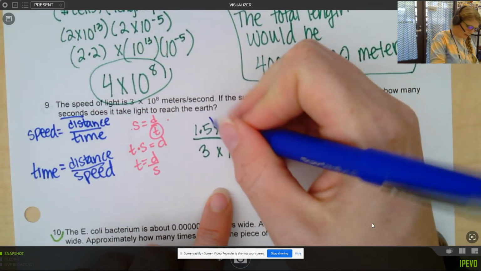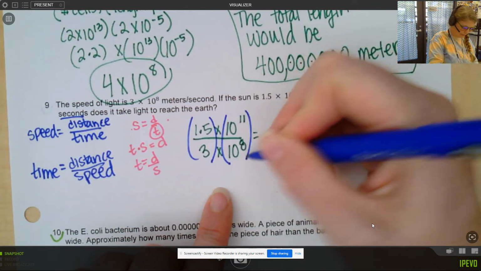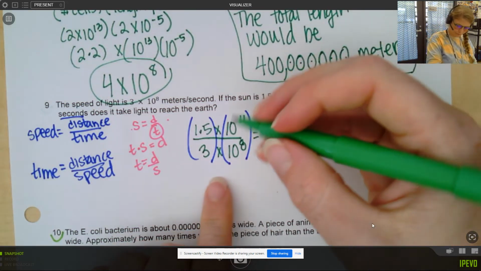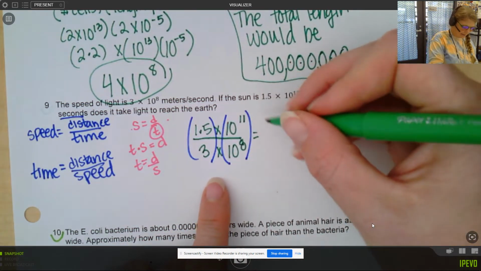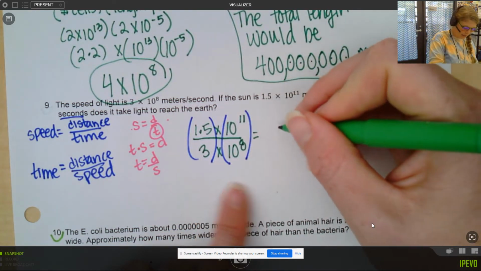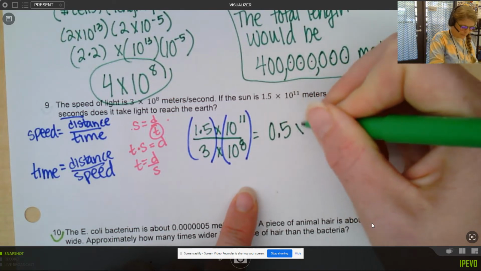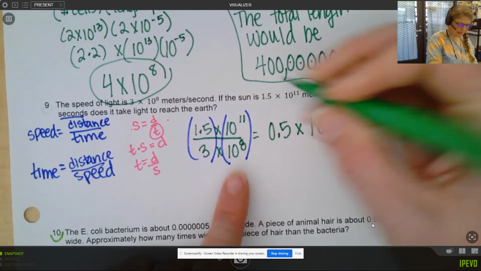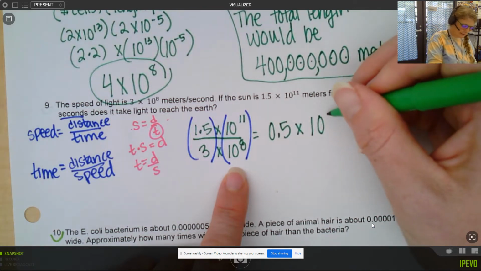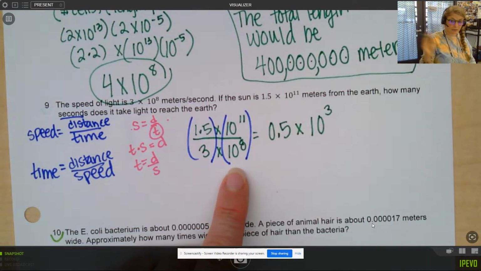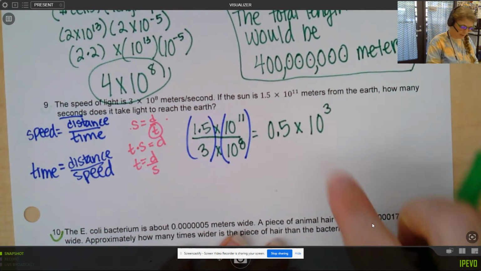So we can just break this up like this if you want to with your parentheses. So 1.5 over 3 is 0.5. It's a half times 10. 10 to the 11th over 10 to the 8th is 10 to the third. The 8 factors cancel out. There'll be 3 left over in the numerator.